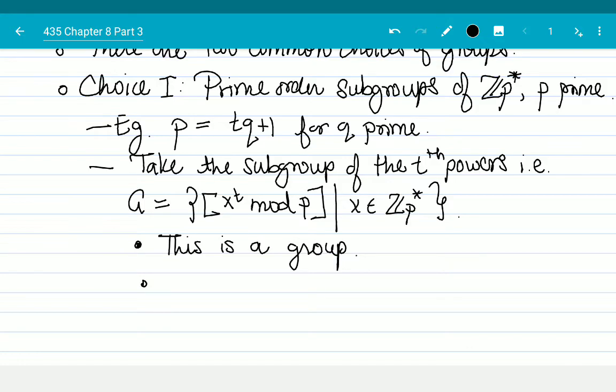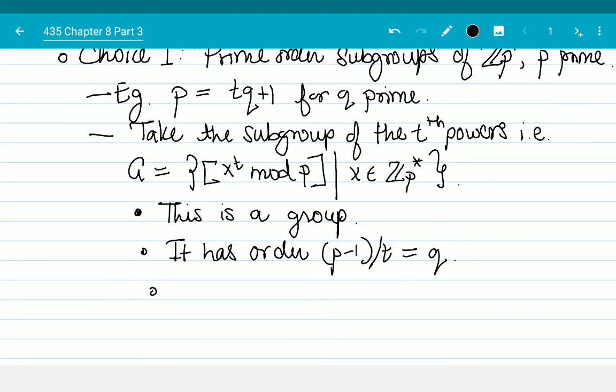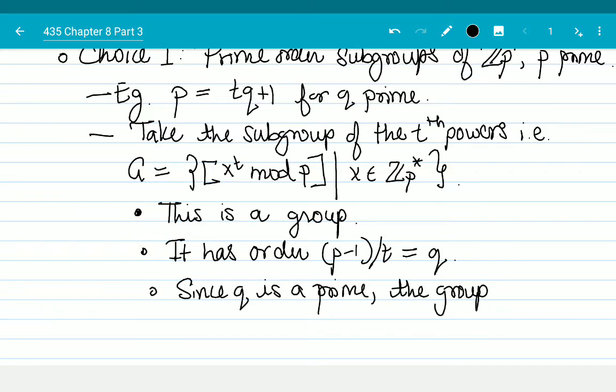What is important is that it has order p minus 1 over t, which is q. And since q is a prime, this group must be cyclic.